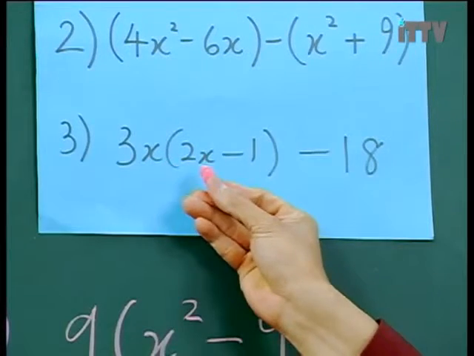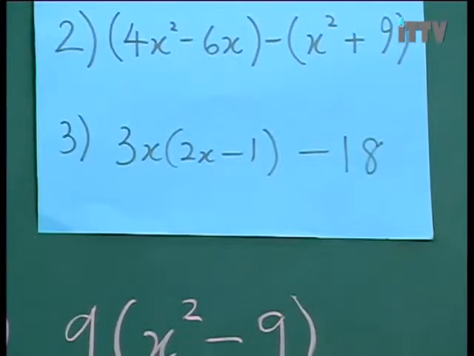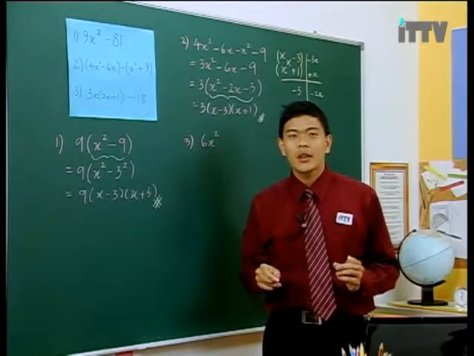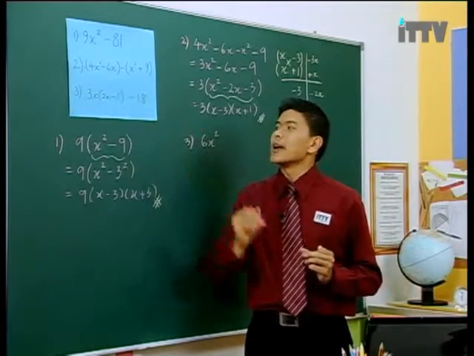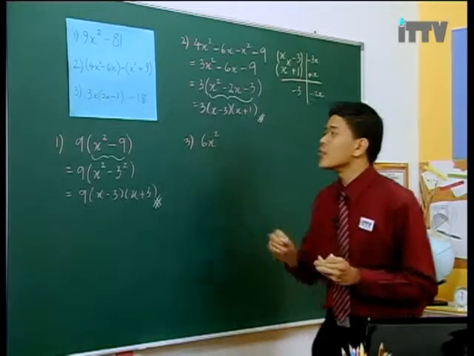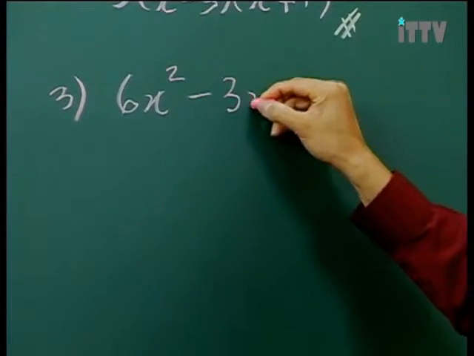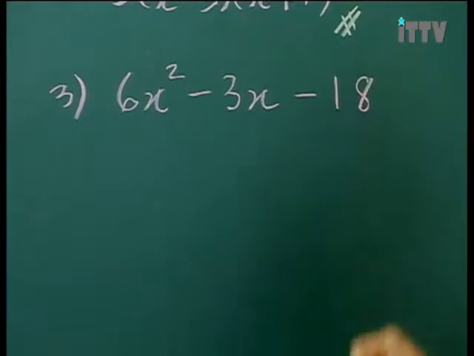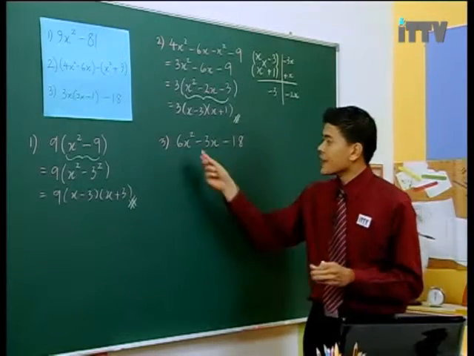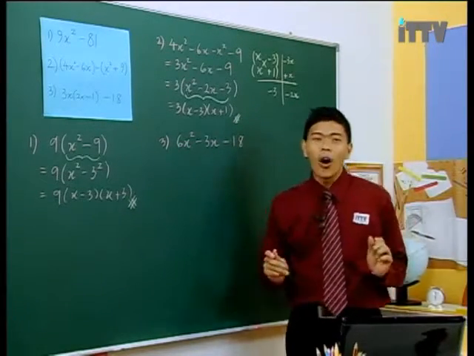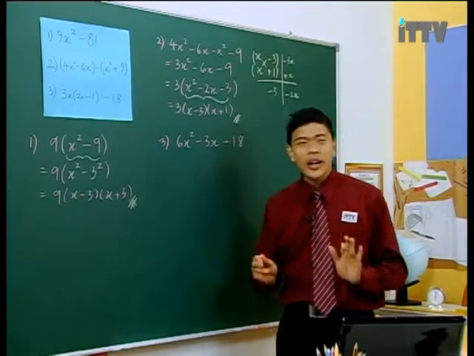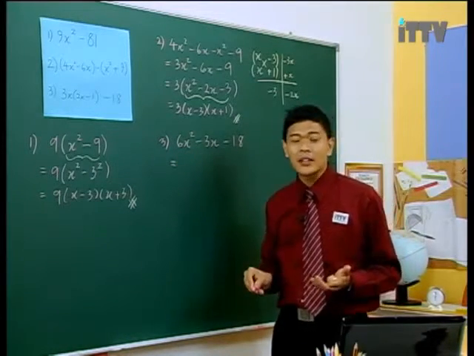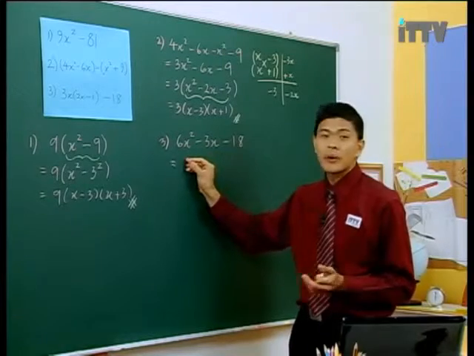So 3x multiplied by 2x gives you 6x squared. And 3x multiplied by minus 1 gives you minus 3x. And minus 18 is outside. So look carefully: 6, 3, 18, all 3 can be divided by 3. Once you identify that, don't think anymore, just straight away take out the common factor. So 6, 3, 18, the common factor is 3.